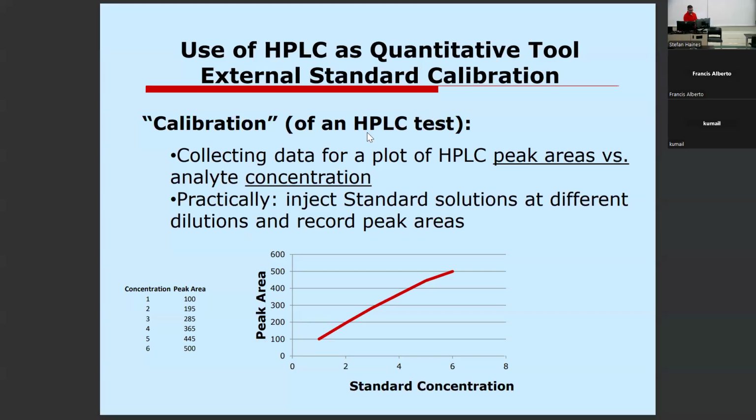All right, does that make sense so far? We have a standard, we compare our sample to our standard. Yeah. All right.